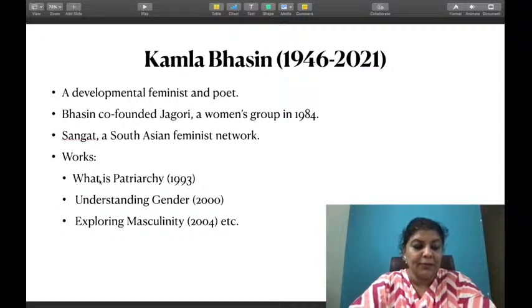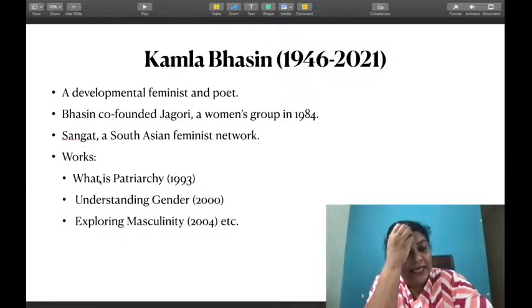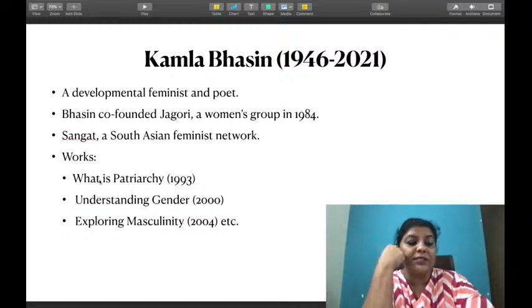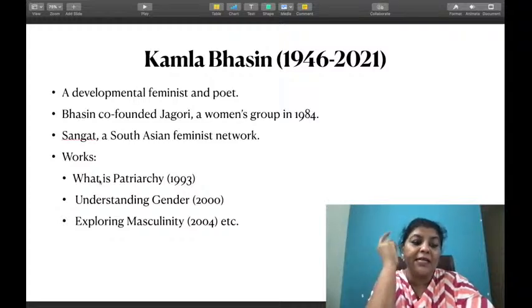There are so many other books also that I have not mentioned. Laughing Matters. Then हंसना तो संघर्षों में भी जरूरी है. Feminism and its Relevance in South Asia. Borders and Boundaries: Women in India's Partition. Understanding Gender. So many books are there. Only a few I have just mentioned.